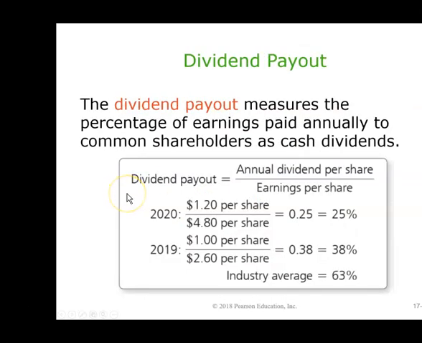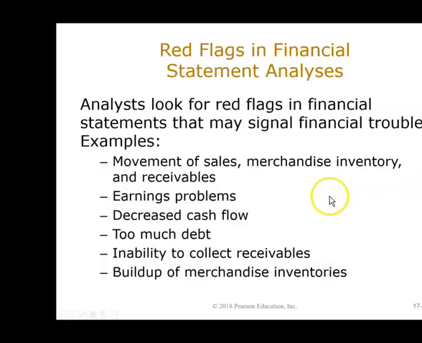The dividend payout is just going to measure the percentage of earnings paid annually to common shareholders as cash dividends. So it's just your annual dividend per share divided by your earnings per share, which we calculated earnings per share in a previous slide.